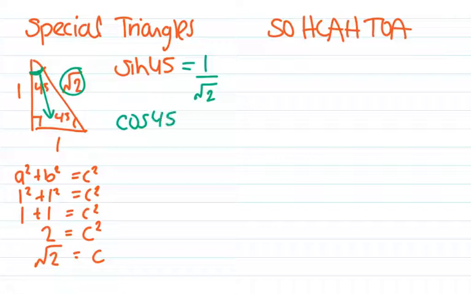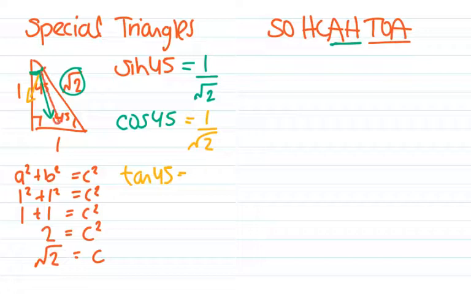Cos 45, cos is adjacent over hypotenuse, so the adjacent side is also 1, and the hypotenuse is also still root 2. So cos 45 is also 1 over root 2. Now tan 45, tan is opposite over adjacent, so opposite would be 1 over adjacent is 1, so that just equals 1.